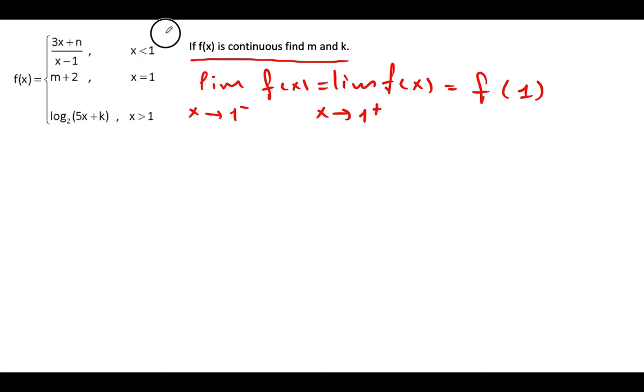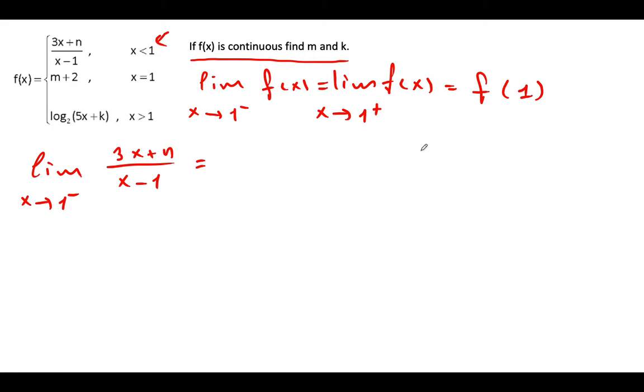The left limit, you know this one, so I can say that the limit as x approaches 1 minus will be (3x plus n) over (x minus 1). Be careful, when I put the number 1 directly here, it will be 0. So since it's continuous, this is a problem. I mean, there should be a removable discontinuity. There should be something in the numerator that we can simplify with the x minus 1, so there will be no problem. So how can I solve this question then?